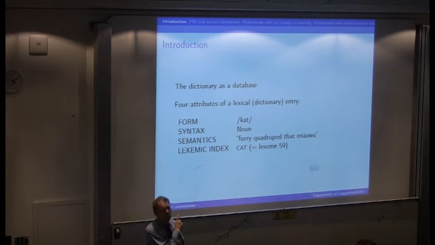That's about as good a lexical entry for the word cat as you will find. The bit in scare quotes might be improved upon, but not very much. I forgot to bring my laser pointer, so I'll use this as a pointer. This lexemic index will require a bit of explanation. I'm assuming it's lexeme number 59, an arbitrary number, or lexeme labelled cat. It's just like a key field in a database. It's just a unique index so that you can distinguish cat and dog.